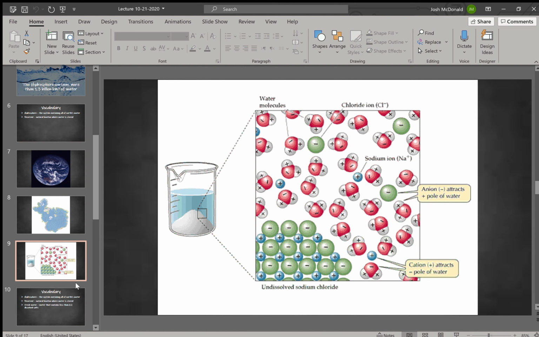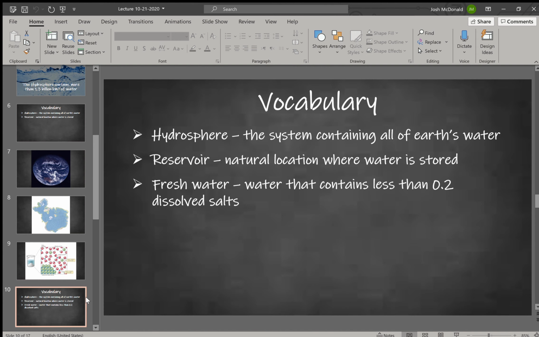That's not good for us. That's not good for animals. We need water that doesn't have all of this salt. So there's fresh water. Fresh water is any water that contains less than 0.2% of dissolved salts.